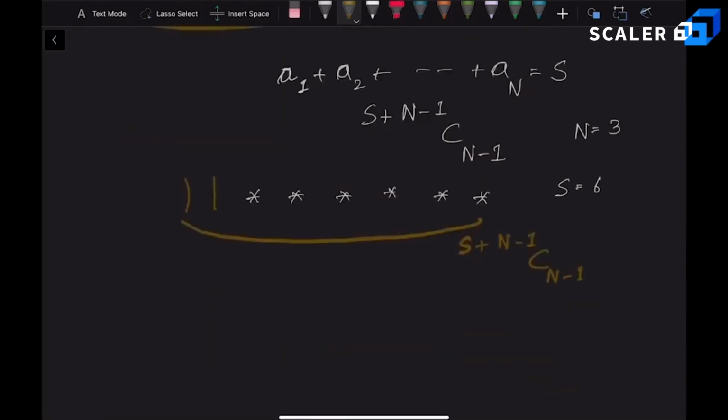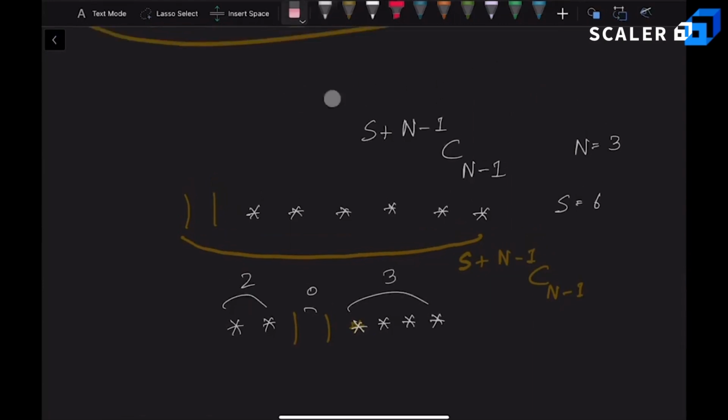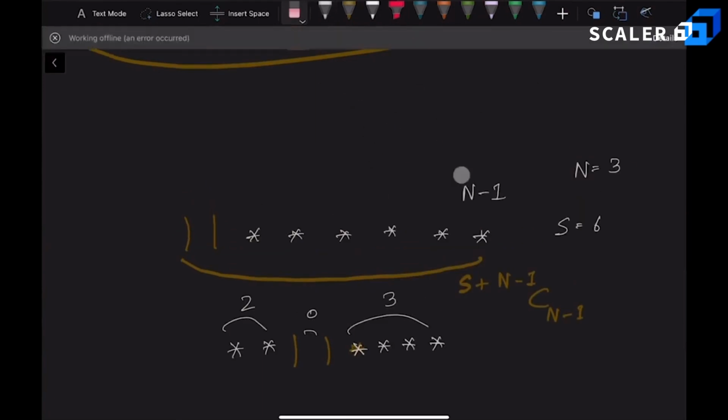Now why is this so? Consider any permutation. So we have star, star, then a bar, then again a bar, and let's say we have the remaining stars. The values between the bars will be the values of Ai, because the bars will divide the stars into parts. If we have N minus 1 bars, this will divide the stars into N parts. For example, here we have 2, here we have 0, and here we have 3. So any permutation will give us a solution to this equation. That was the general idea behind this. So the solution is (S plus N minus 1) C (N minus 1).